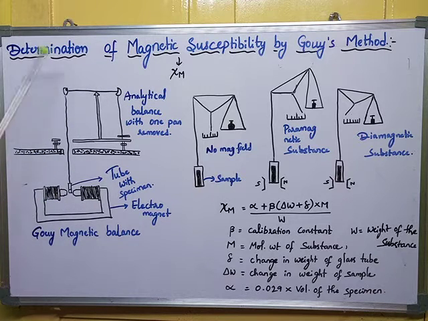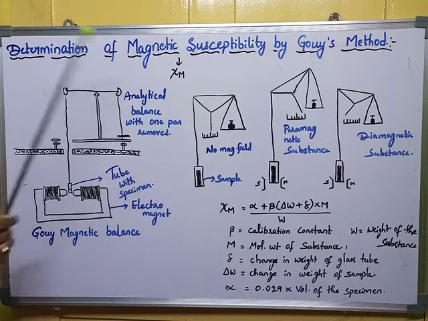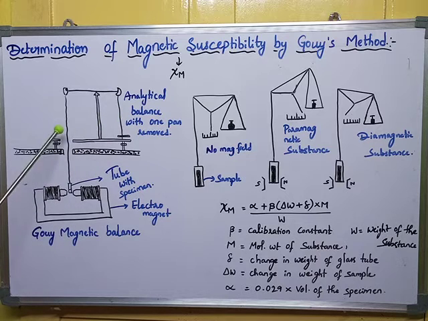So we are observing the Gouy magnetic balance in the diagram. This diagram consists of an analytical balance, which is connected to the electromagnet. You can see this analytical balance consists of two pans. Among the two pans, one pan holds analytical weights, and the other pan holds whatever substance we want to take.